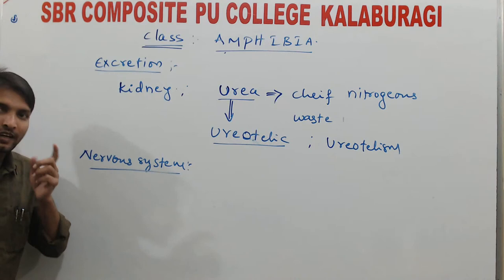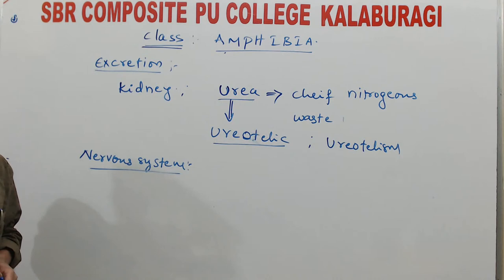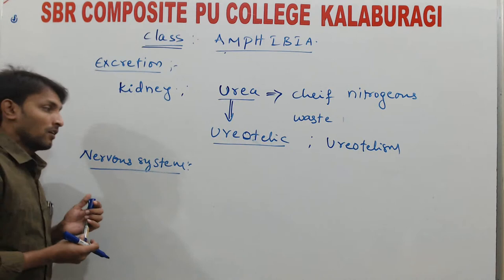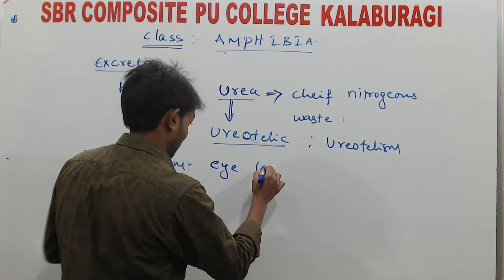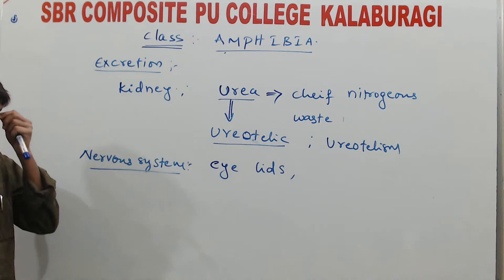So, the presence of eyelids. For the first time, the presence of eyelids and the presence of well-developed lacrimal glands appear in amphibians compared to the fishes. In amphibians, there is the presence of eyelids, and what about the external ear? The auditory function, the ear, is represented by the tympanum.